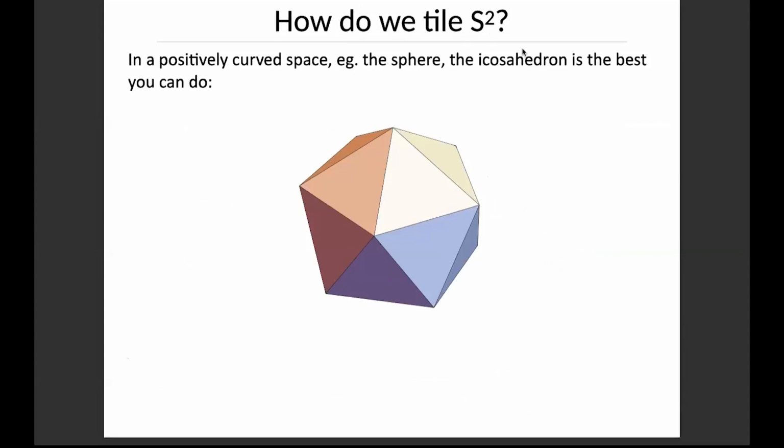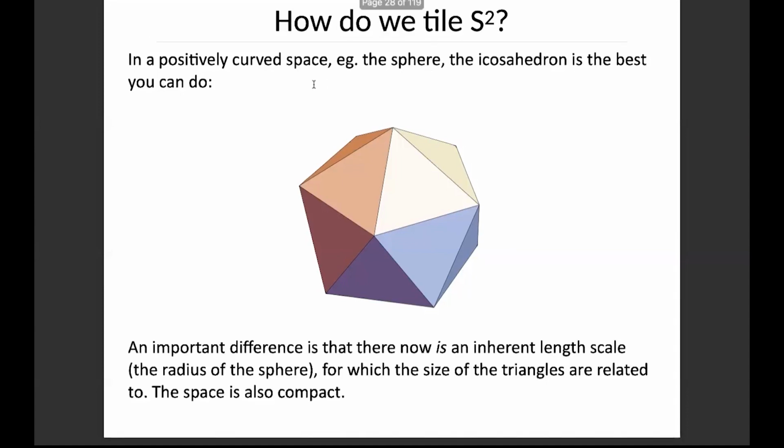Okay, so in comparison, how do we do this for the sphere, S2? So in positively curved space, and Rich will talk about this later today in much more detail, in positively curved space, like the sphere, the icosahedron is actually the best you can do. When I say the best you can do, I mean that all the triangles here are equilateral triangles, right? We want a regular, uniform tessellation of the object we're trying to study, right? So that just means, in fancy words, we want all the triangles here to be equilateral, all the same. So, right, for the sphere, the icosahedron is the best you can do.